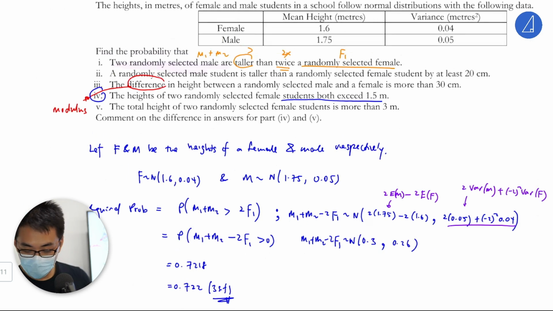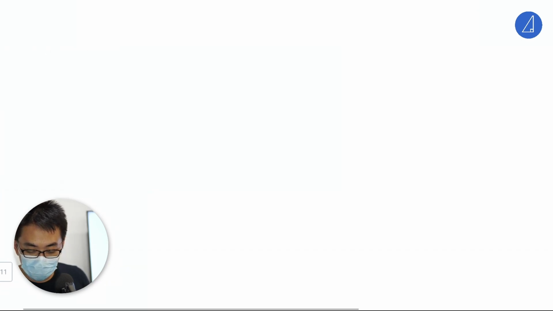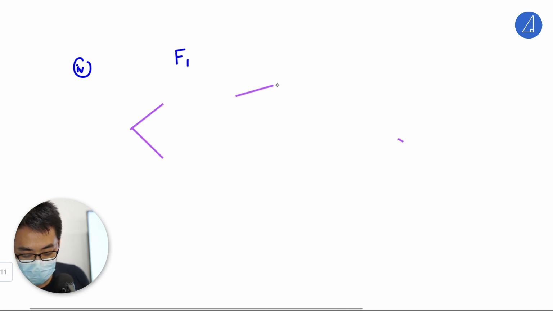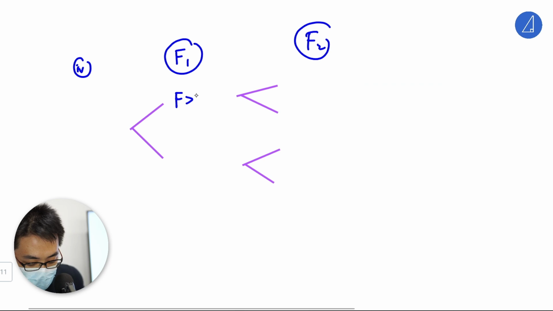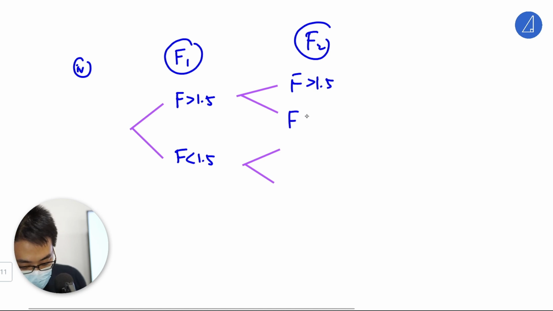Both, okay? Meaning when you do this, the first girl can be more than 1.5, or not more than 1.5. The second girl also has the chance of being more than 1.5, or not. It's actually a tree diagram. Be very careful. You want it to be more. This one is taller than 1.5, and of course this is less than 1.5. Both have to be more than 1.5.